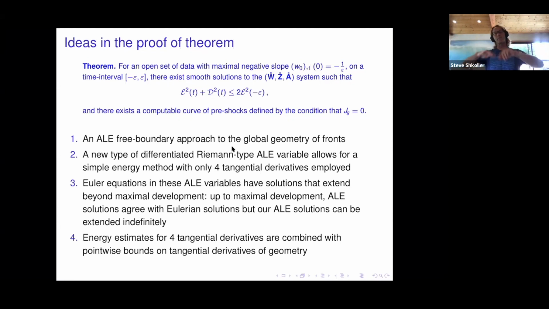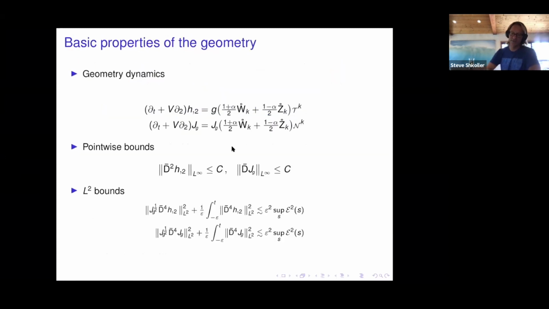And once you extend them past the curve of preshocks, they're no longer physical. You can't go back and forth. But nevertheless, they're well-defined solutions which allow you to come back and say, okay, now that I have this uniformity in my bounds, I can just tell you where the Jacobian determinant vanishes, and that classifies the curve of preshocks. And again, finally, our energy estimates with 4 tangential derivatives are combined with some cute little pointwise bounds on tangential derivatives of geometry. That's not really that surprising.